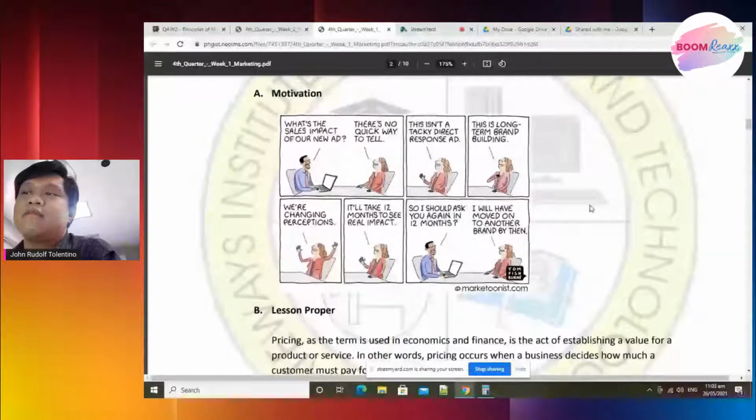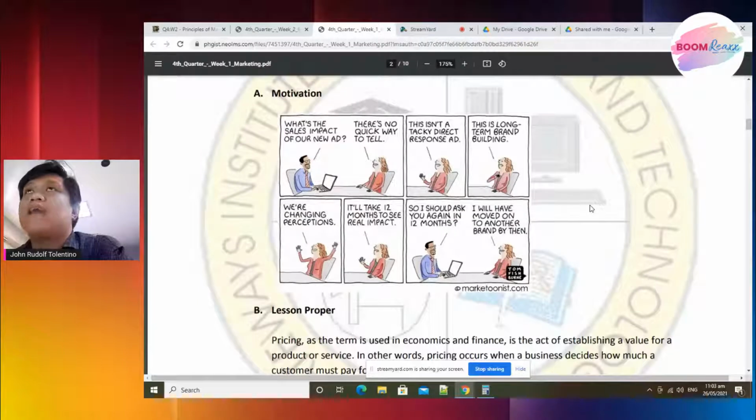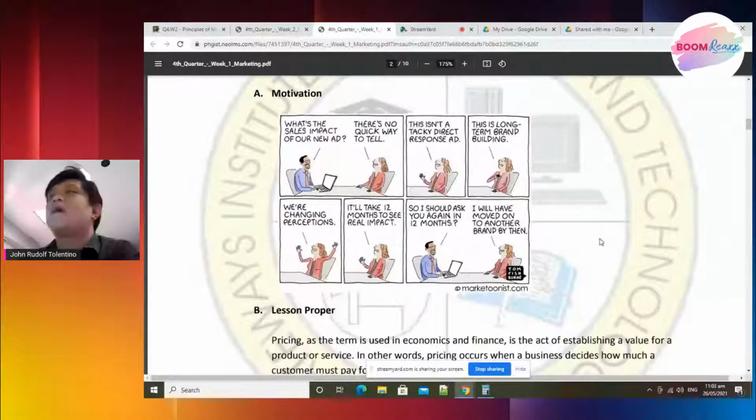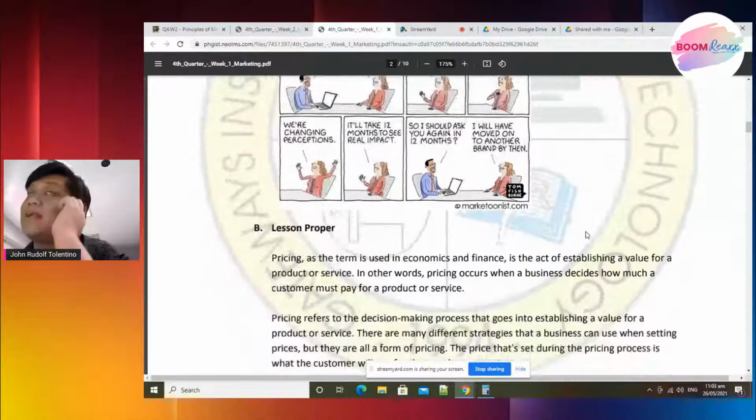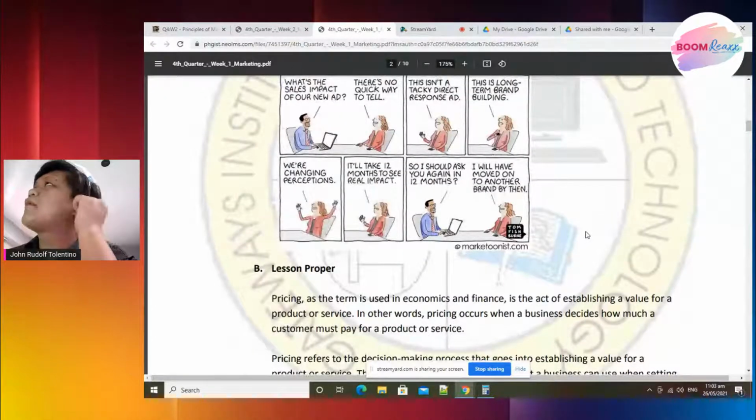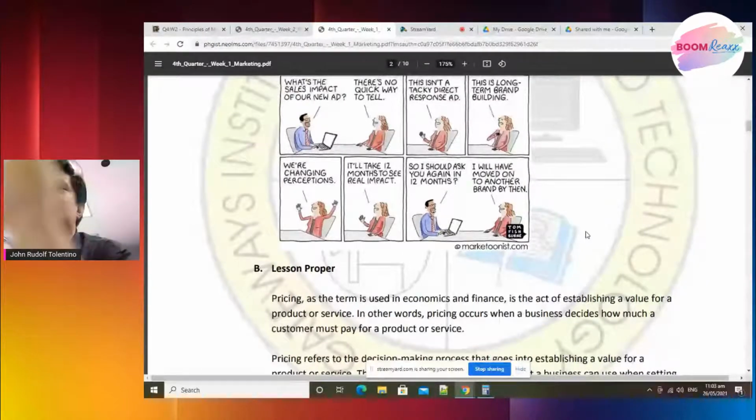Okay, so ibig sabihin dito in terms of parang si manager or the owner is asking a marketing manager on how to analyze their marketing strategy, whether it's effective or not. So sinabi ni manager na hindi daw madaling sabihin or wala daw madaling paraan, okay, para sabihin yung analyzation whether their marketing strategy is effective or not. They need to wait for about 12 months pa before to see the real impact of their marketing strategy. Well, hindi dapat ganon or hindi lang dapat ganon. So merong mga ways or strategies pa na pwede natin makita in a short period of time whether our marketing strategy is effective or not.